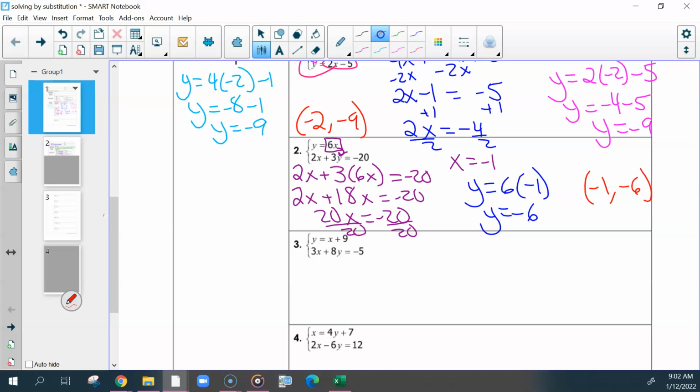Any other questions on how we solved that, got that answer, that process? We're going to move on to number 3, and 3 is going to be very similar to what we just did in 2.